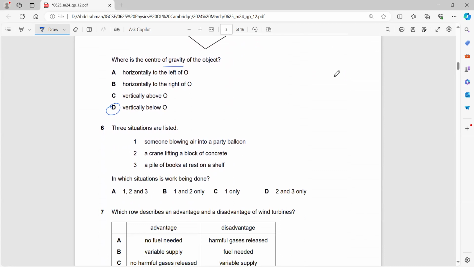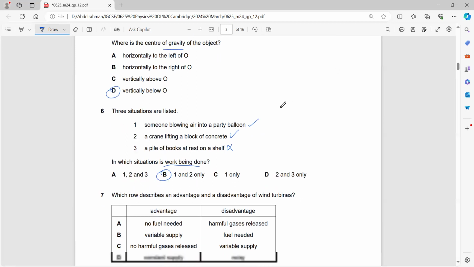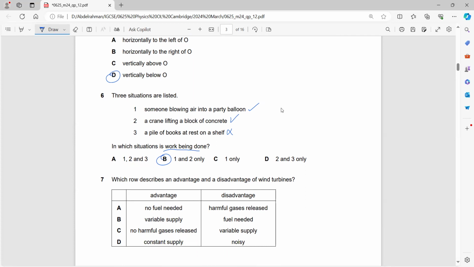Three situations are listed. In which situations is work being done? Someone blowing air into a party balloon. A crane lifting a block of concrete. A pile of books resting on a shelf. This is wrong, so it should be 1 and 2, 1 and 2 only. Definitely 3 is wrong. We know that definitely, so you can cancel out A and D. And you know for a fact that 2 is correct. So the only answer would be B.